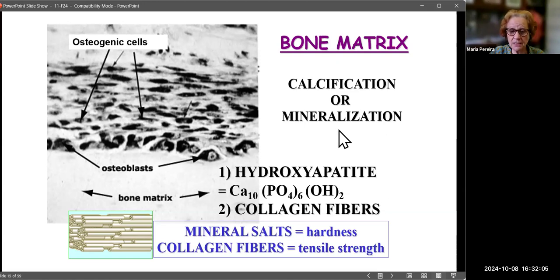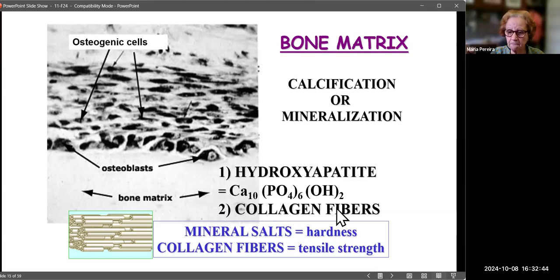So the bone matrix is made up of salts that are enriched in calcium, such as hydroxyapatite, but also collagen fibers. So why is this so important for the bone matrix? The salts, their main function is to establish some type of hardness in the bone. So the bone is not soft tissue like fat or skin. The bone is hard, and that hardness is provided by the calcium or mineral salts.